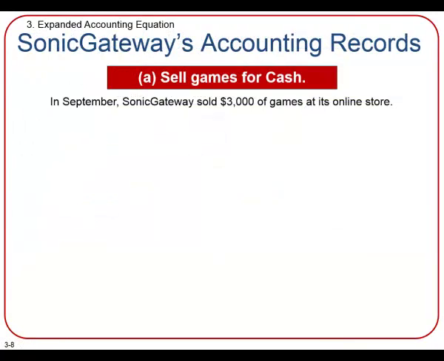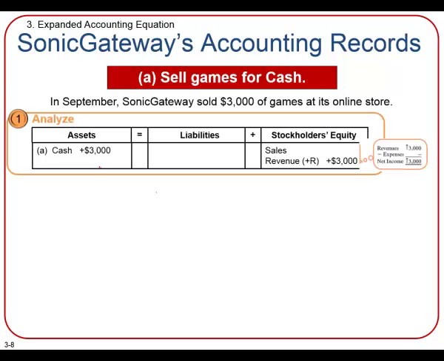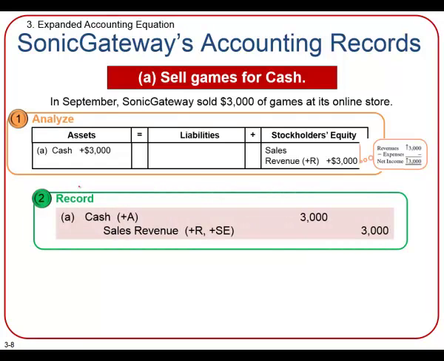Let's do some examples. Return to SonicGateway. In September, SonicGateway sold $3,000 of games at its online store. If we analyze the transaction in this case, cash, an asset, increased by $3,000. And then sales revenue, a subcategory of stockholders' equity, increased by the same amount. The general journal entry is to debit or increase the asset account for cash, and then increase sales revenue for the same amount, which is a credit.